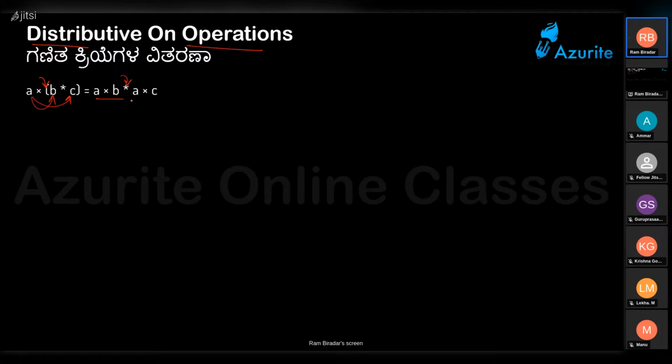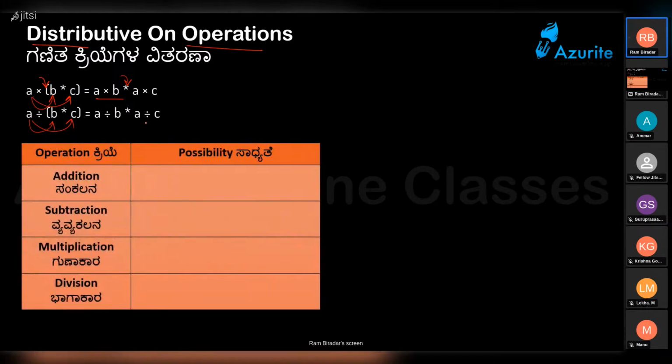So we have to check for which of the operations it will hold. Next is with division. We have to distribute the bracket inside, so it will be a divided by b star a divided by c. So let us do that for the operations addition, subtraction, multiplication, and division. I will directly take a as 5, b as 15, and c as 10.